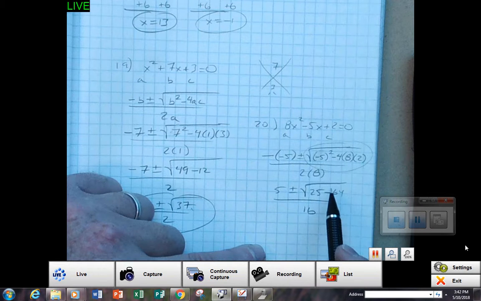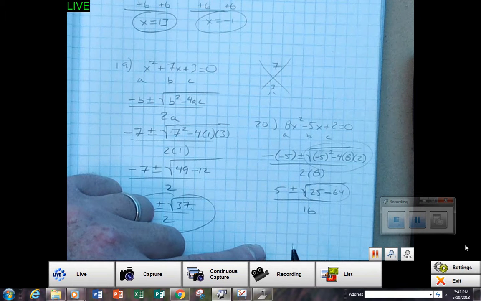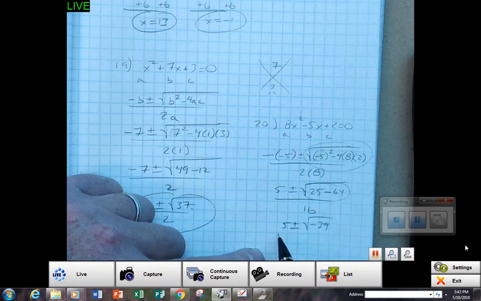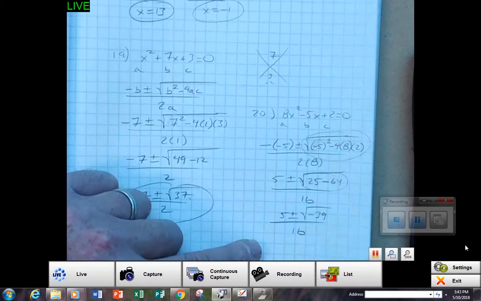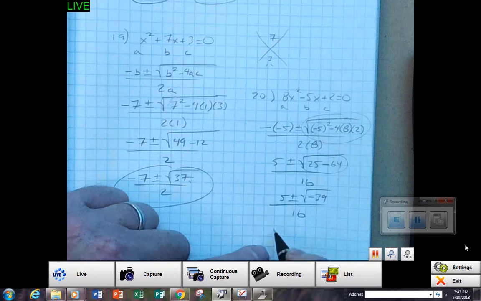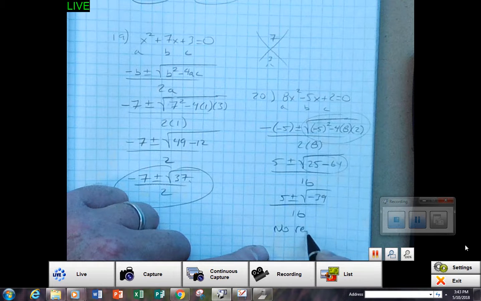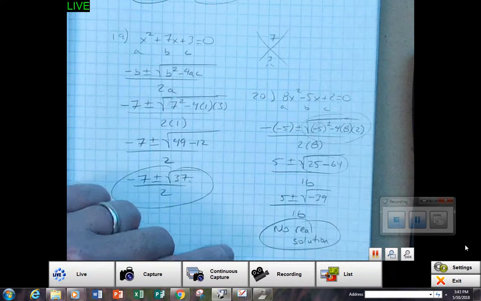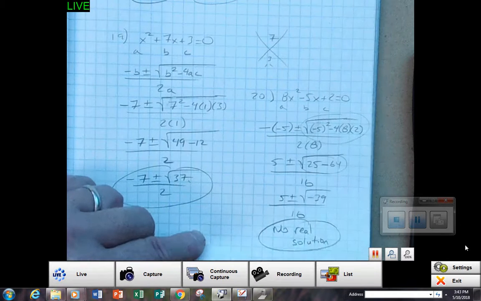This is going to give you a negative number. You cannot have a negative number underneath the radical. 25 minus 64 is negative 39. So you cannot solve that at this point using the quadratic formula. At that point you would say no real solution. Whenever you have a negative underneath that radical, you can't do anything with that. Alright, 21.